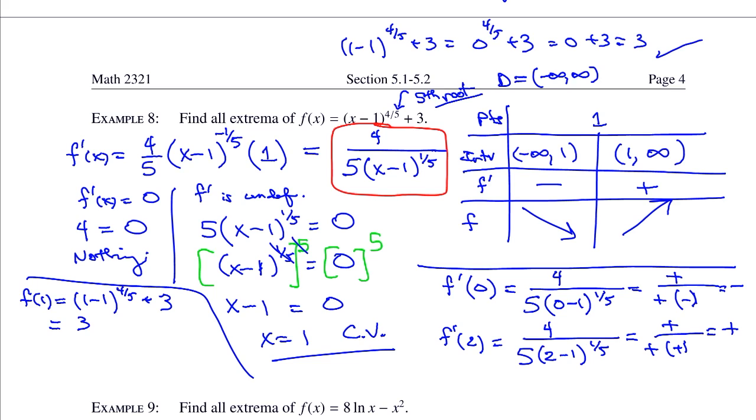Based on the arrows, we have decreasing followed by increasing. That results in a minimum. So we have a local min at x equals 1 and y equals 3. And that point is 1, 3. If it's asking for the minimum value, it is 3. Okay.